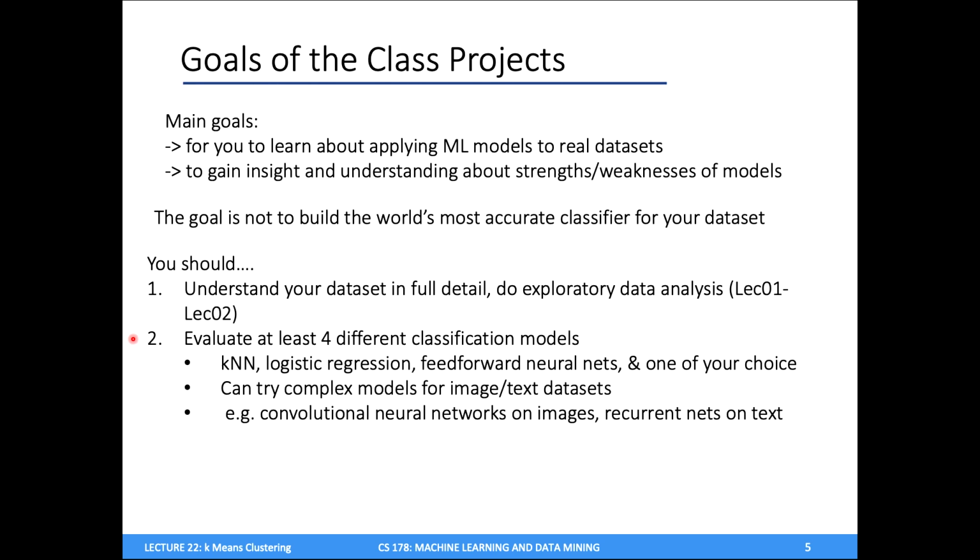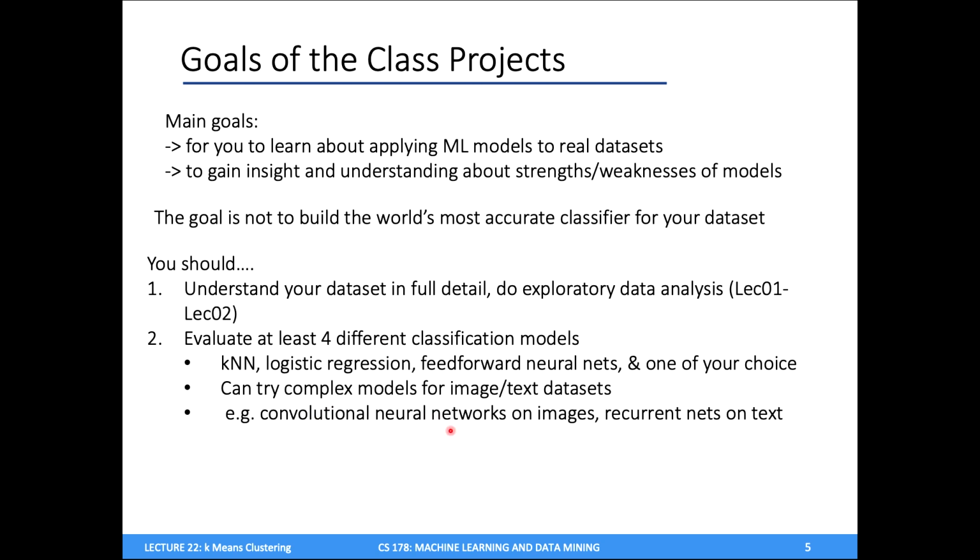You're required then to evaluate at least 4 different classification models on your chosen data set, 3 of which should be KNN, logistic regression, and a feed-forward neural network. And then your 4th model can be something that you choose. So one of the models we talked about in class, or potentially something a bit more complex. If you're working with some of these image data sets or the text data set, then you might try out some models that we didn't talk about in class, at least not necessarily in full gory detail.